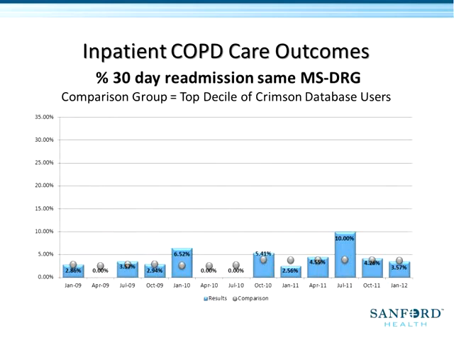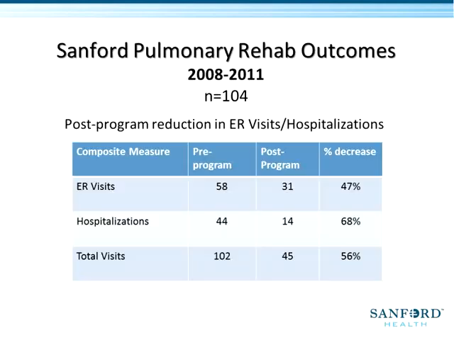And pulmonary rehab referrals are an integral part of our discharge process. In 2008 through 2011, for the 104 patients who completed phase 2 of our pulmonary rehab, we had a 47% reduction in emergency room admissions and a 68% reduction in hospital admissions when comparing the 6 months of pre-program and post-discharge from pulmonary rehab phase 2.